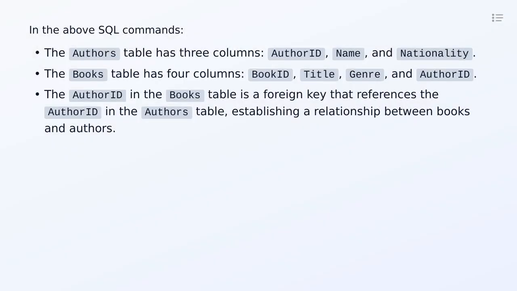In the above SQL commands, first, the authors table has 3 columns: author ID, name, and nationality. Next, the books table has 4 columns: book ID, title, genre, and author ID. Also, the author ID in the books table is a foreign key that references the author ID in the authors table, establishing a relationship between books and authors.